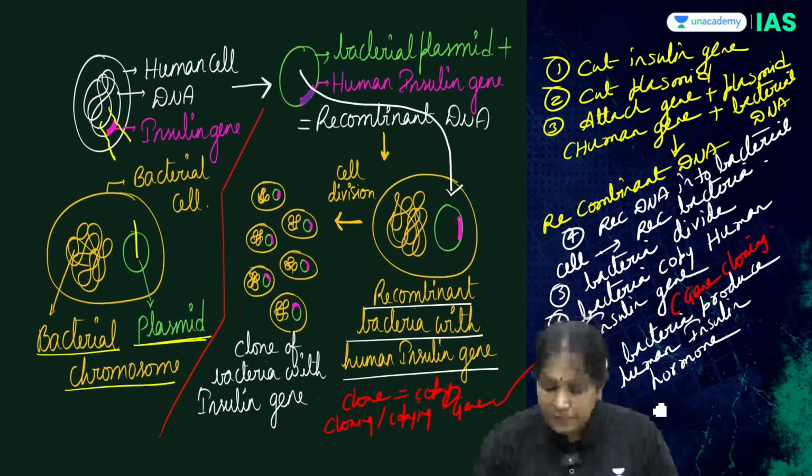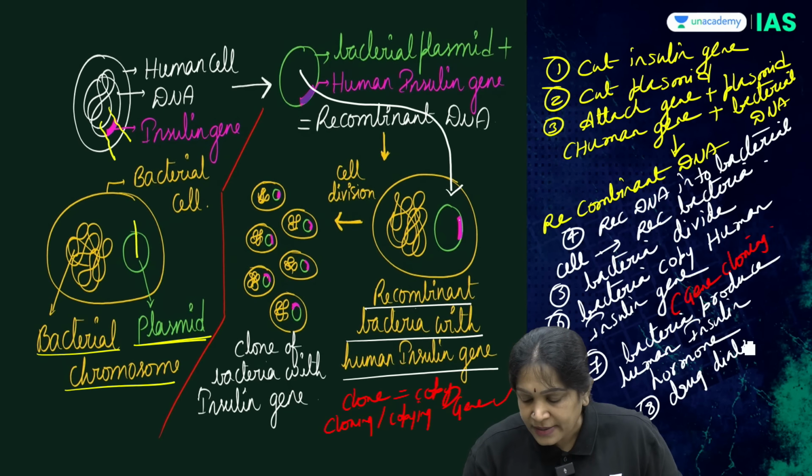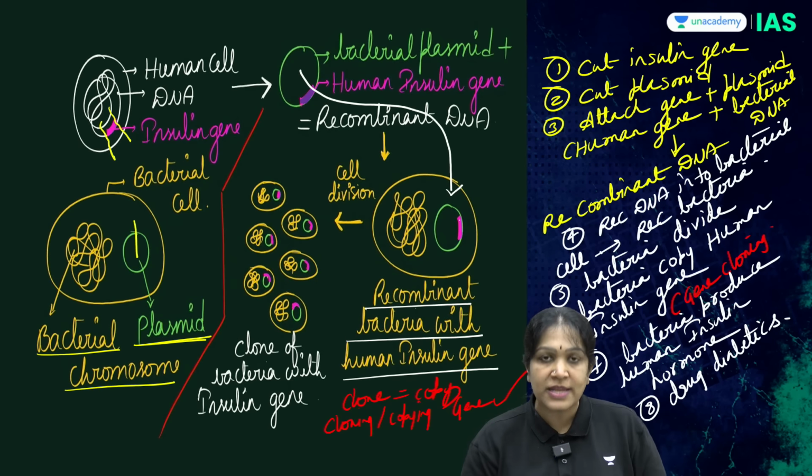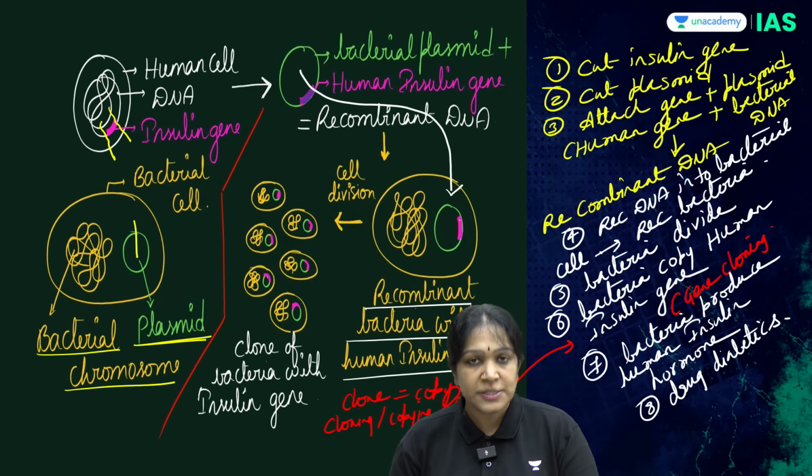This hormone can be used as an injection. This can be used as a drug for diabetics. Diabetics take insulin injections. That insulin injection is produced by this procedure.